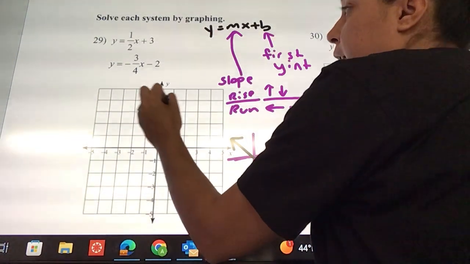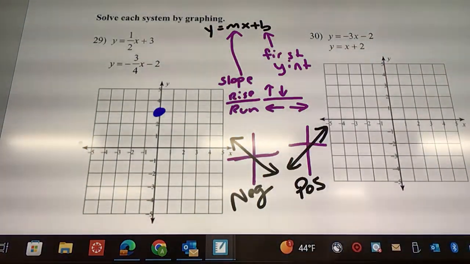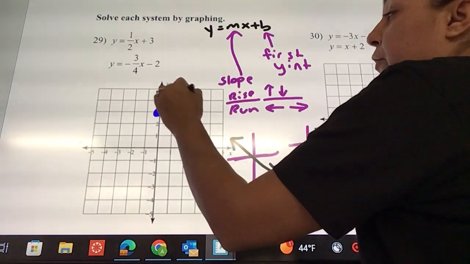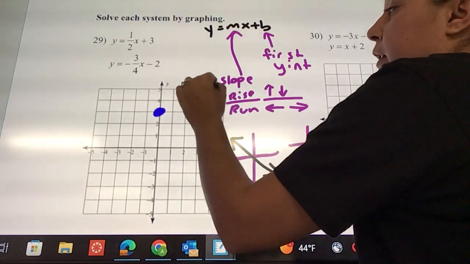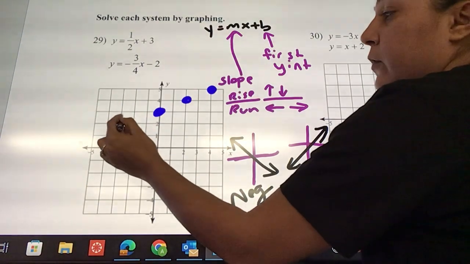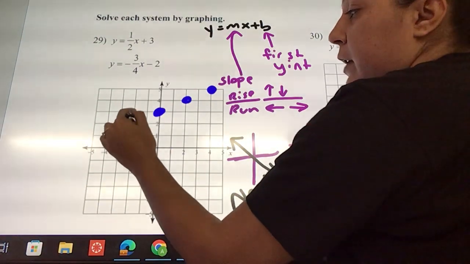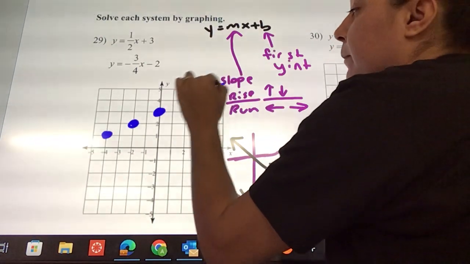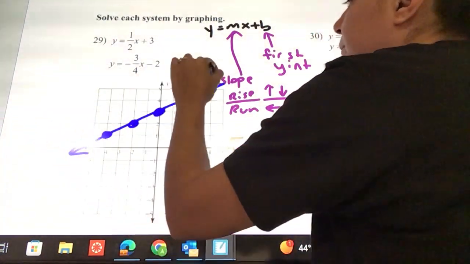Okay, so we go to the y line and find the 3. From here, we're gonna go up 1 and over 2. Up 1 and over 2. Or we can check the down, so down 1 over 2. Down 1 over 2. I'm out of room. Okay, so that's line 1.